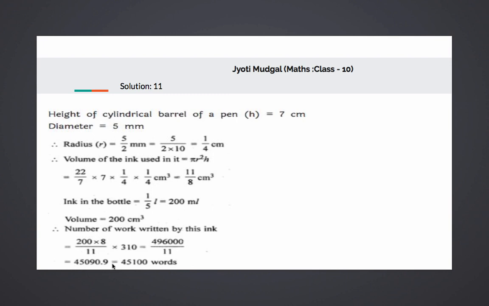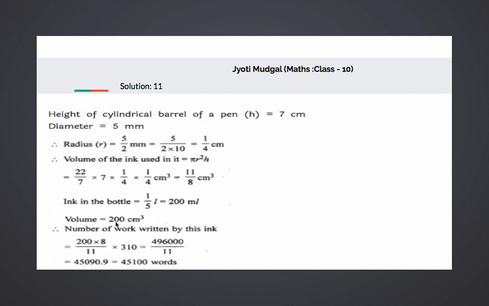Students, also one thing to be noted in the question, they are saying answer correct to nearest 100 words. So round it off in terms of hundreds. Yes, 90.9. It will be rounded off to 100 means it is close to 100. So 45,100 words can be written with this much ink.